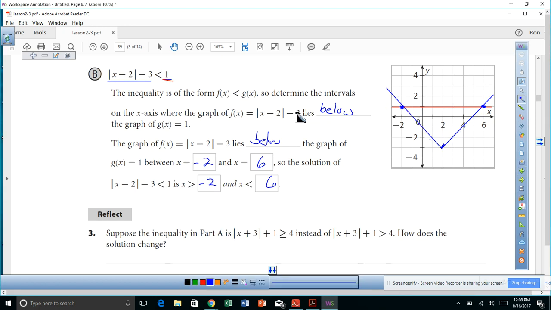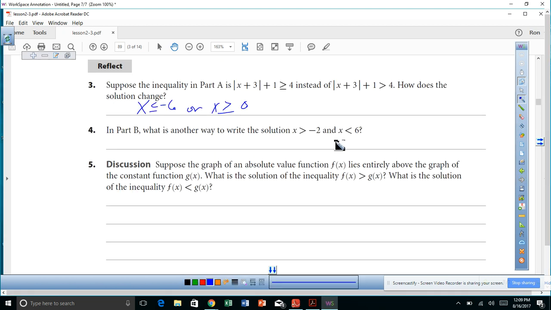See, but here, that's just less than. So it included right next to it, going that way and that way there. But it did not include the endpoints. It did not include the endpoints. And here it includes the endpoints.